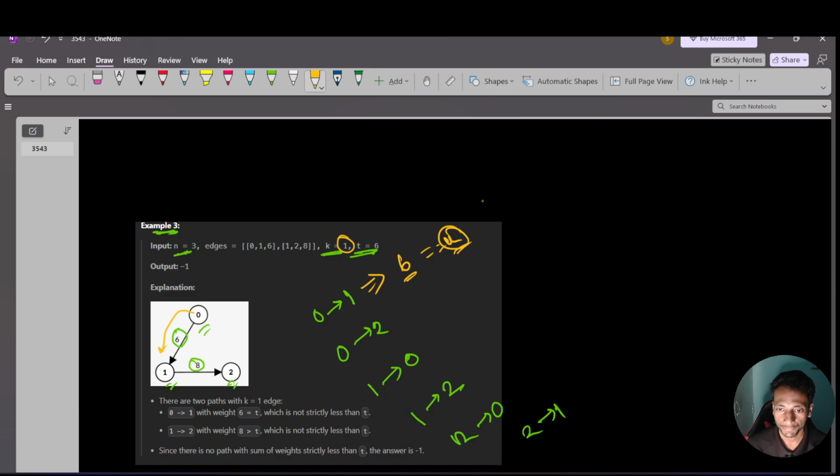Next condition, what is that? The sum of weight should be less than t. But here t is 6, and the weight is actually 6. So this is not less than t. So this is not a valid path. Next is 0 to 2.